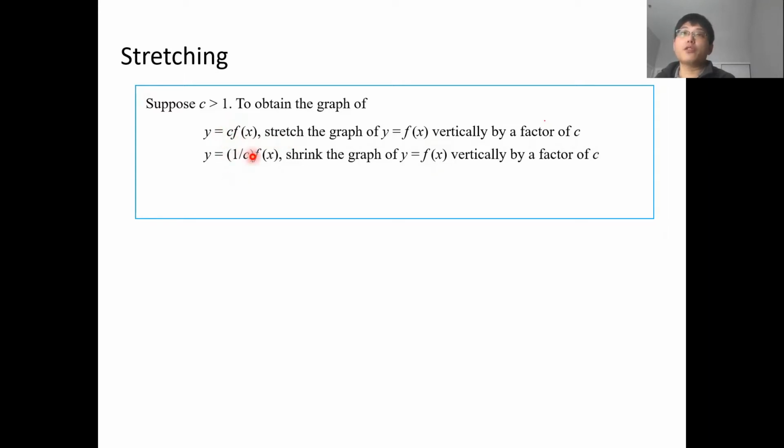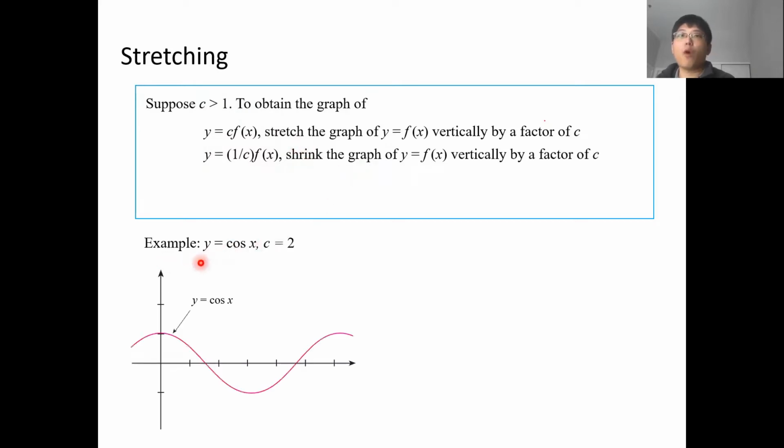On the other hand, if this is smaller than 1, then you should consider shrinking. So these are what you can obtain by vertically stretching or shrinking the graph. For example, if y equals cosine of x and c equals 2, then y equals 2 cosine of x is simply stretched vertically from y equals cosine of x by a factor of 2.